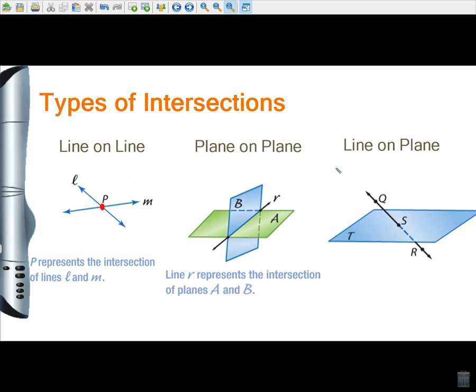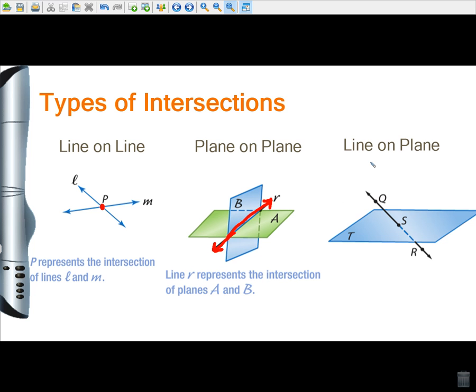Okay, now plane on plane. If we have these 2 planes intersecting, they are actually going to intersect to make a line. As you can see, we have line R right here that we get from this intersection. So if you see a question on your IXL talking about true or false, 2 planes can create a line when they intersect, right here shows us that when 2 planes are intersecting, they create a line.